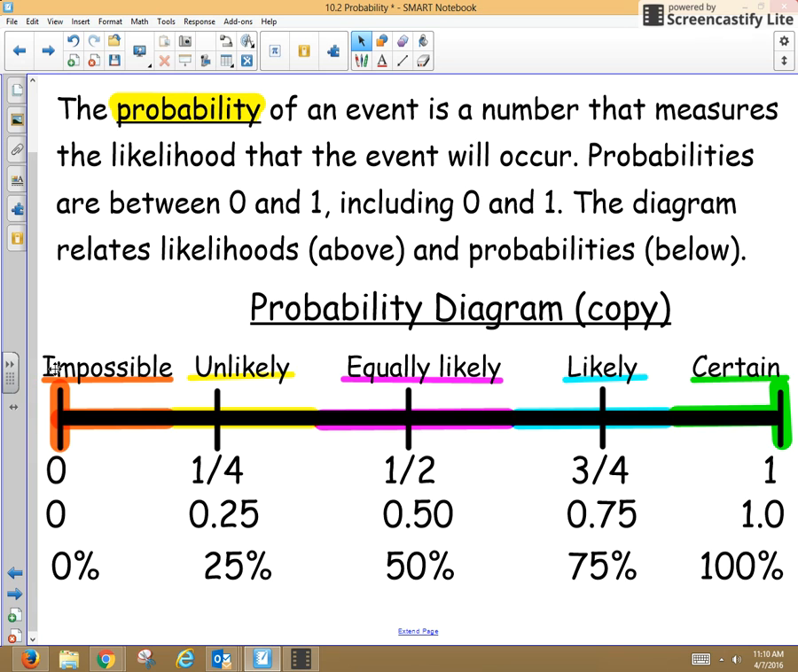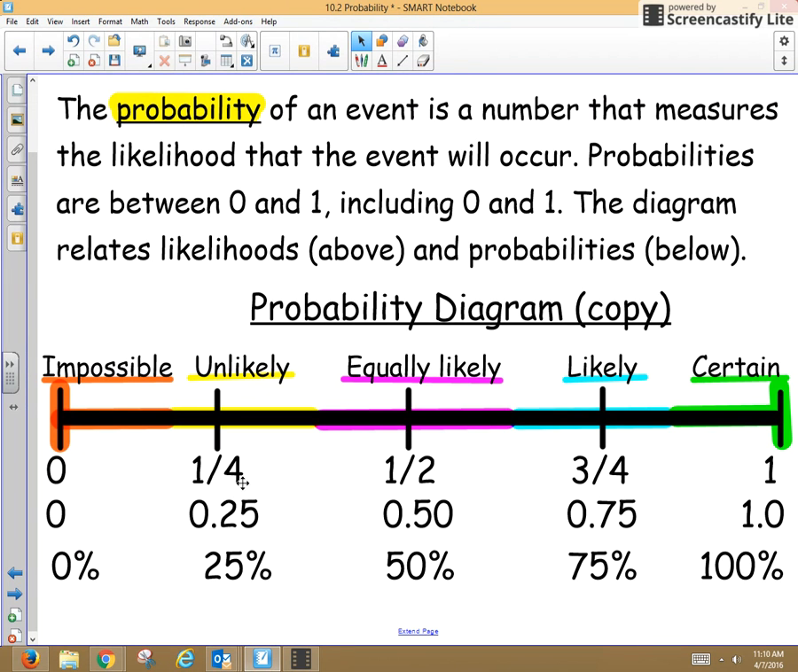If something cannot happen, we call it impossible. So there's a 0 chance it will happen. So I'd like you to show the top number as a fraction, the middle number here as a decimal, and the bottom number as a percent. So if something is impossible, it has a 0 chance of happening.